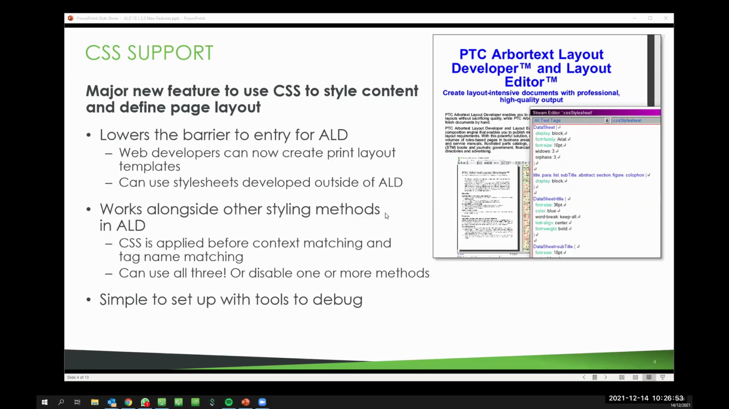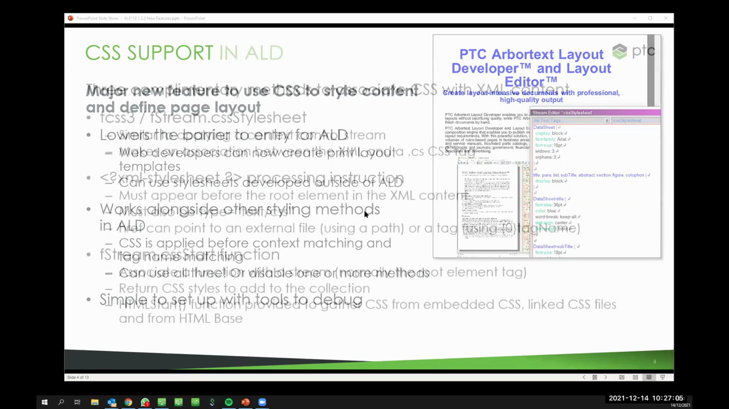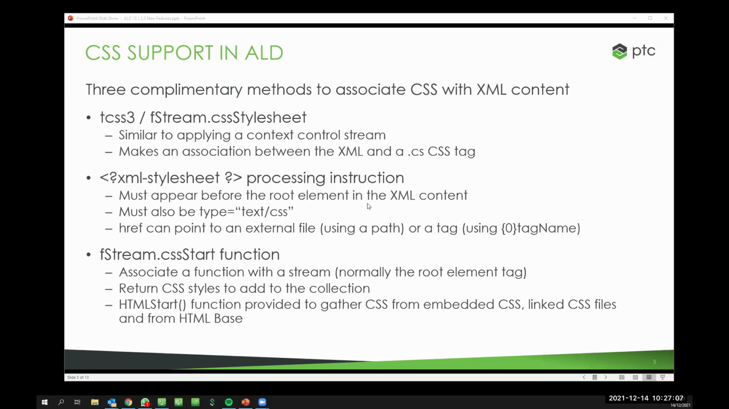It comes with some simple tools to help you get started. There's some demos, and there are ways to configure your CSS handling within Layout Developer. So there's 3 ways of associating a style sheet with your XML content. The first way is to simply make an association using this macro tcss3 or this stream property. So you can say, here's my XML, here's my CSS, mix the two together and see what we get.